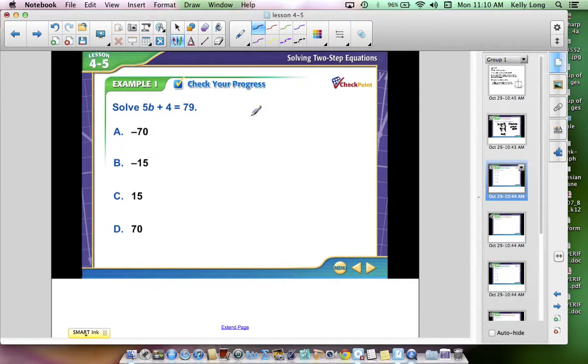Okay, here's another one. 5b plus 4 equals 79. Again, get rid of my addition and subtraction first. Attached to my b, I've got a times 5 and a plus 4. So I'm going to get rid of the adding 4 first. What gets rid of adding 4? Subtracting 4. And I've got to do it to both sides. Those are canceling each other out, leaving me with 5b equals 79 minus 4, which is 75.